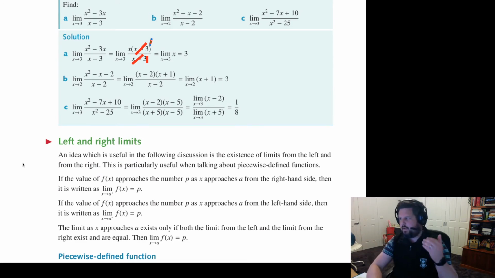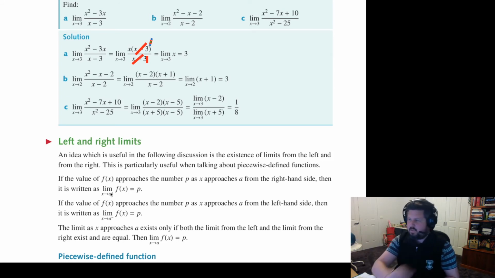Now, the way in which they describe these, if you're coming in from the right hand side, you're going to have the notation as follows. It's going to be the limit as x approaches a, with a little plus. So the number with the plus means coming in from the right hand side. On the other hand, if you're going for a left hand limit, you're coming in from the left hand side, you're going to have this notation, as limit as x approaches the value with a little negative there.